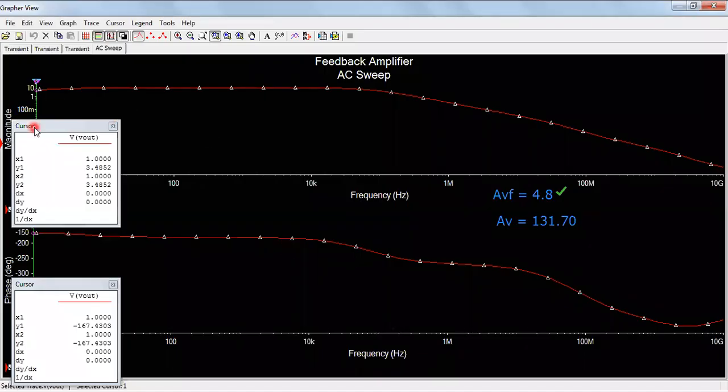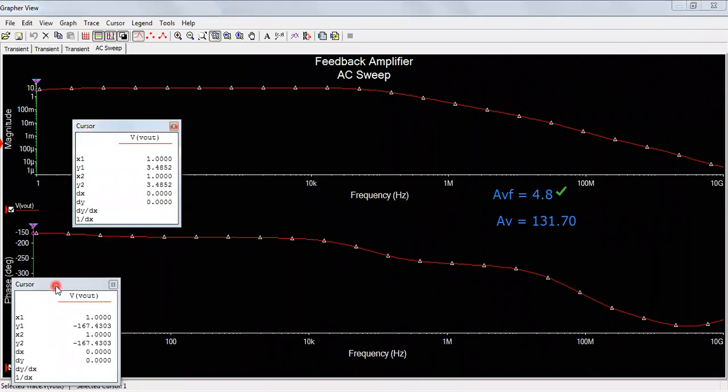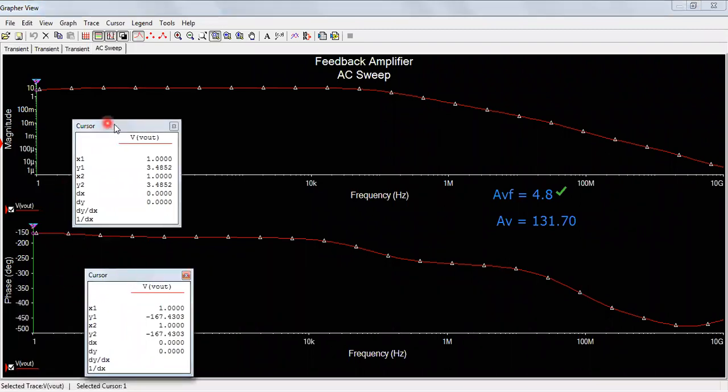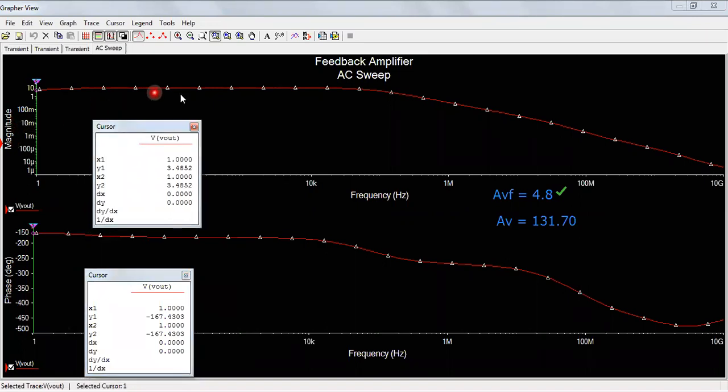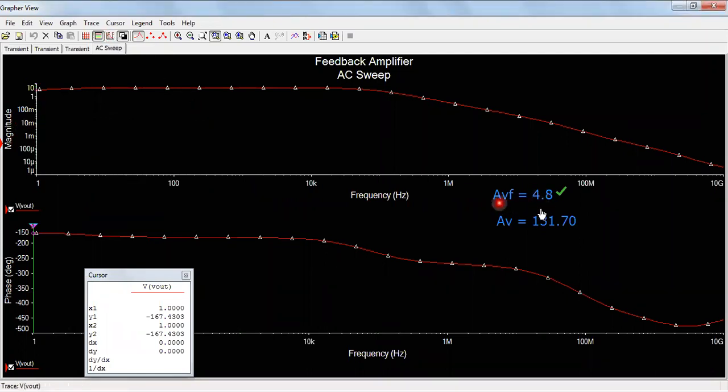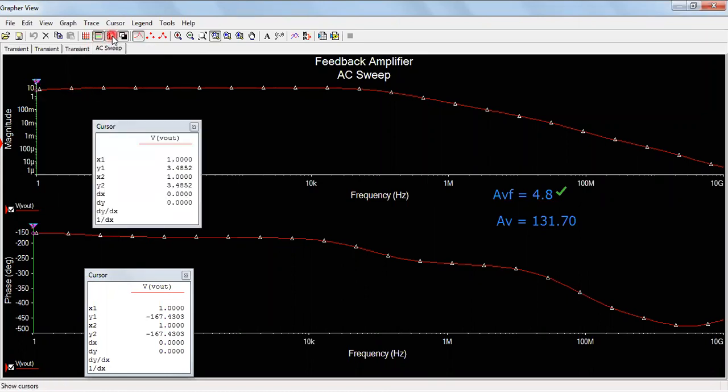Okay, so this is your magnitude plot, and the lower one is your phase plot. For gain we require the magnitude plot. So just add a cursor to the top one. You should get around 4.8. This is your AVF, 4.8, so that much we should get. So I am using cursor 2.